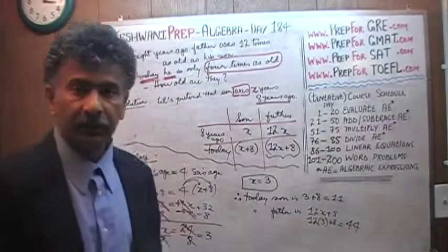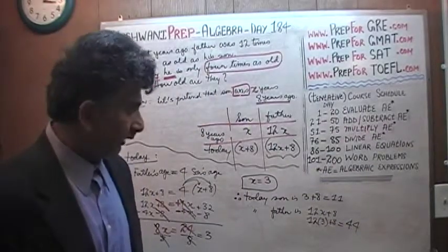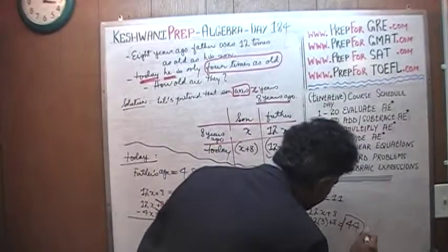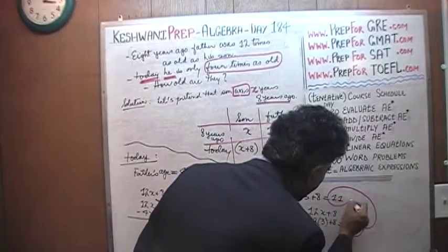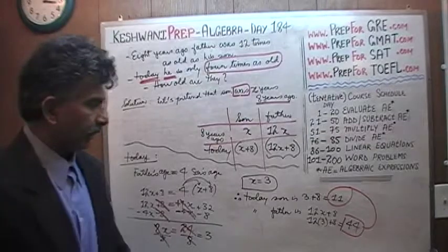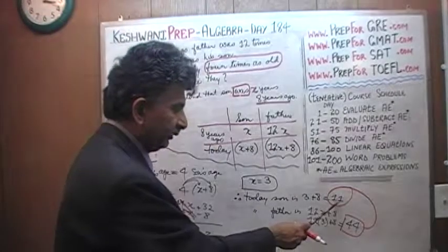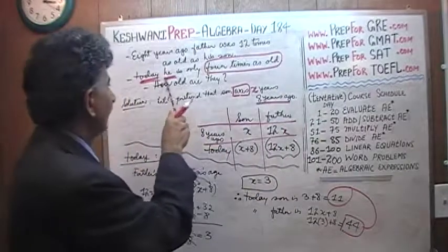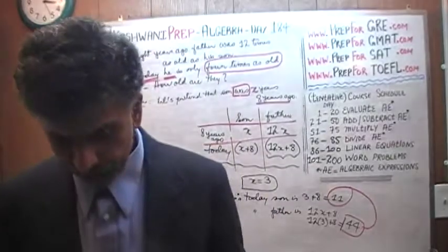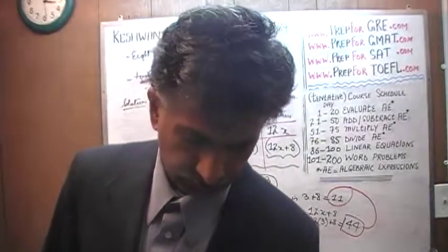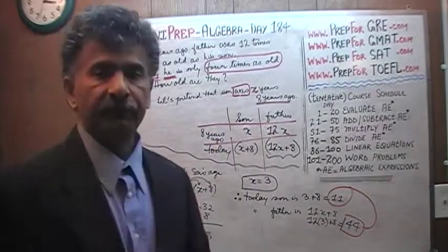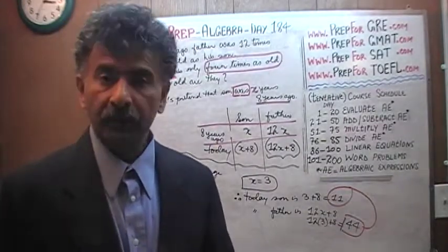As we can clearly see, today father is in fact 4 times as old as son, because son is 11, he is 44, which is exactly what we are told in the problem. Today he is 4 times as old. That's all it is. We're done. The question was, how old are they today? The answer is, the boy is 11 years old, father is 44 years old.